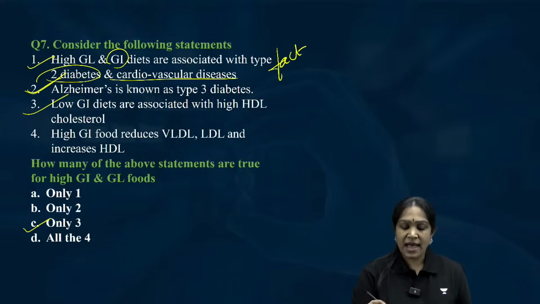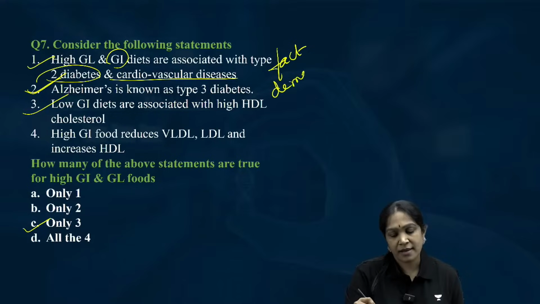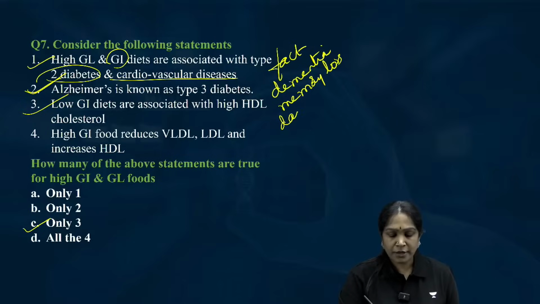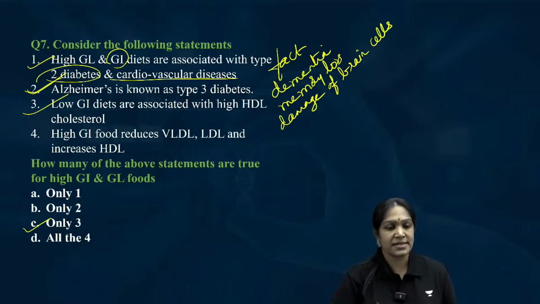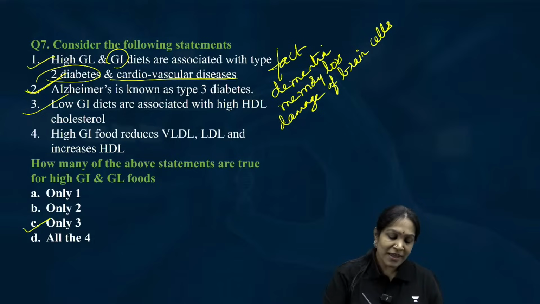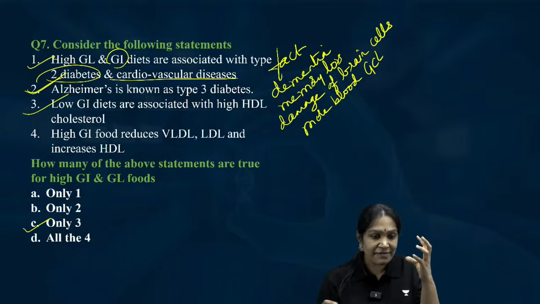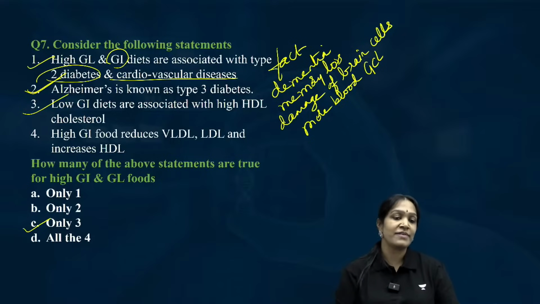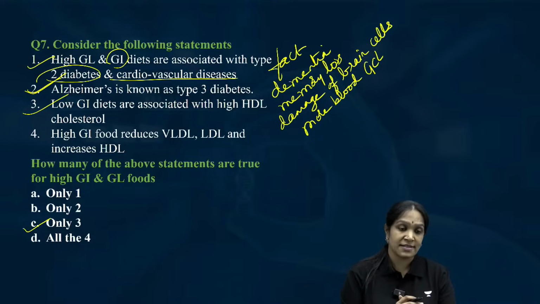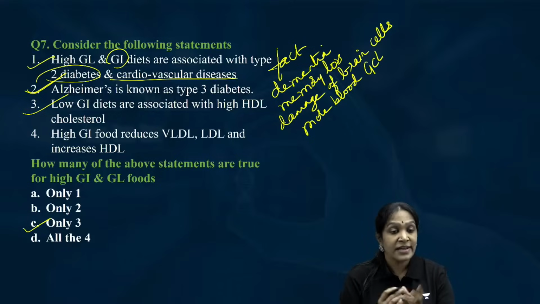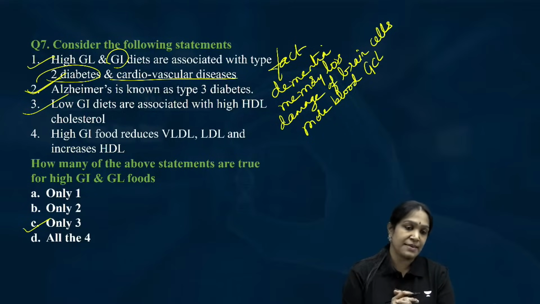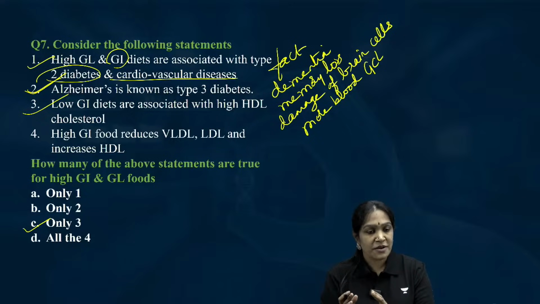Alzheimer's. What is Alzheimer's? Alzheimer's is a type of dementia. Dementia means memory loss. Why memory loss? Due to damage of brain cells. Why are the brain cells damaged? Due to more blood glucose. Is it clear? If the brain is having more glucose, then this high glucose level is damaging the nerve cells. Because of the damage in the nerve cells, we get dementia, that is memory loss, which is Alzheimer's. So the symptoms of Alzheimer's are because of the high glucose.